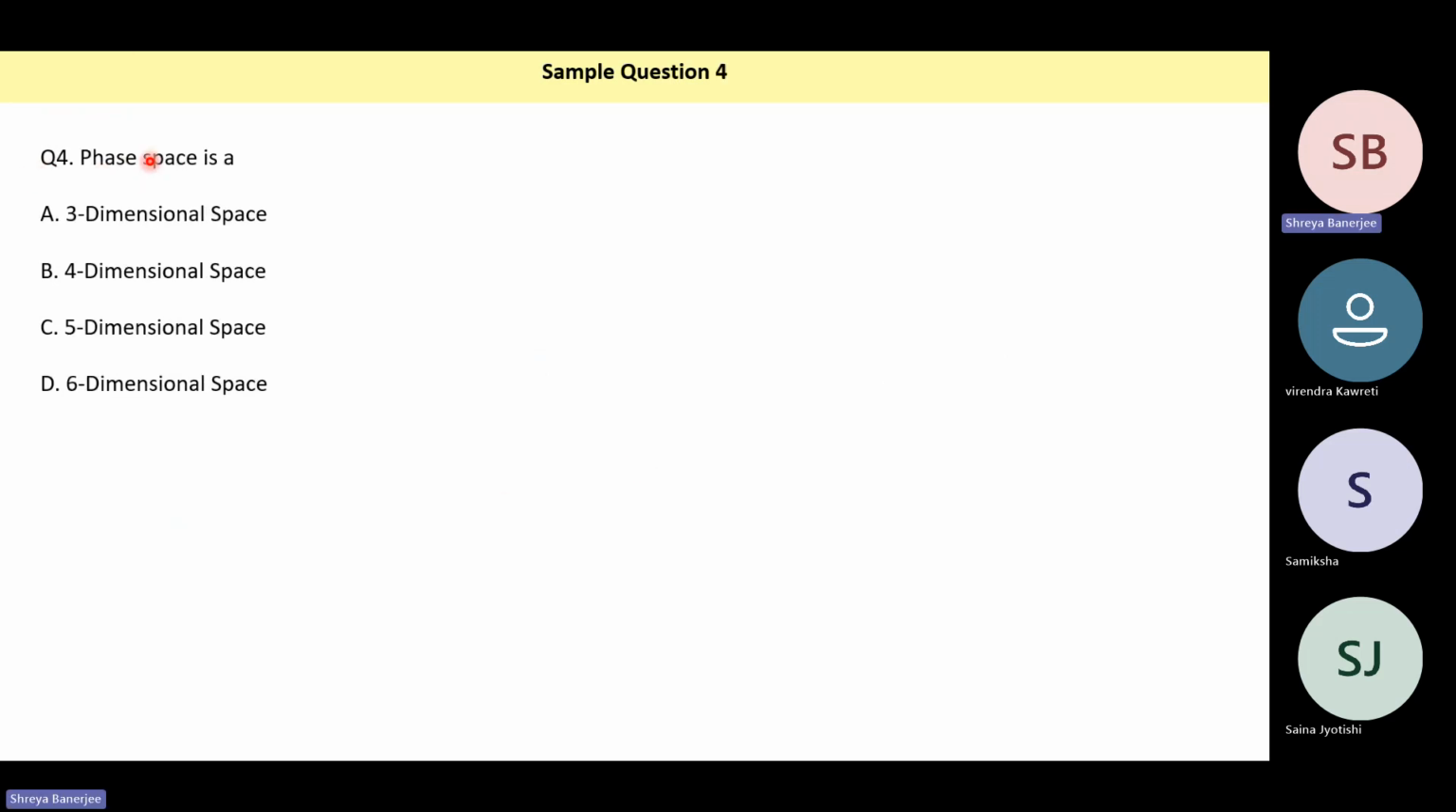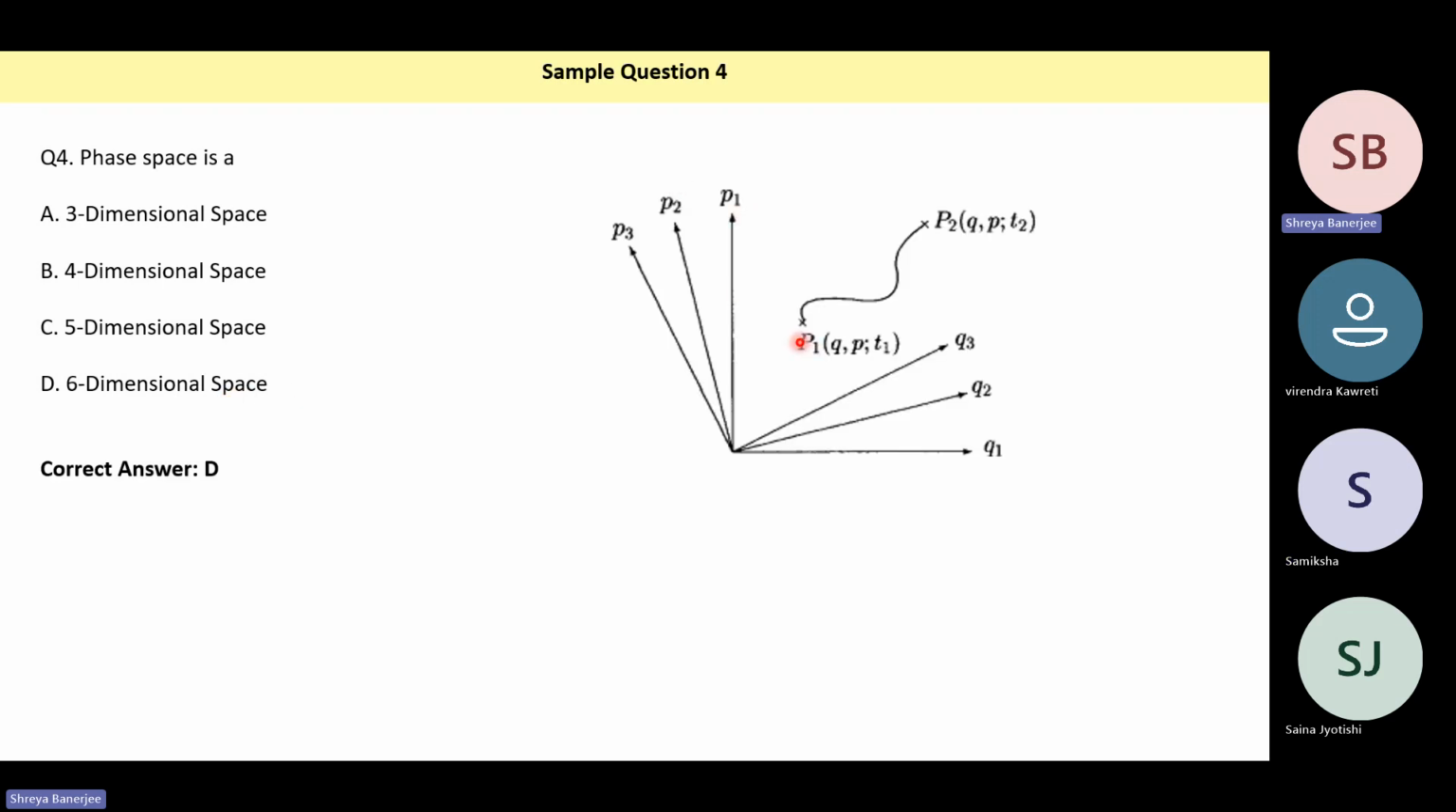Phase space is how many dimensional space? So if you remember, 3D? No, actually it is 6-dimensional, because you have position and momentum. So you have XYZ position and XYZ momentum. If you include all this, it will be a 6-dimensional space.